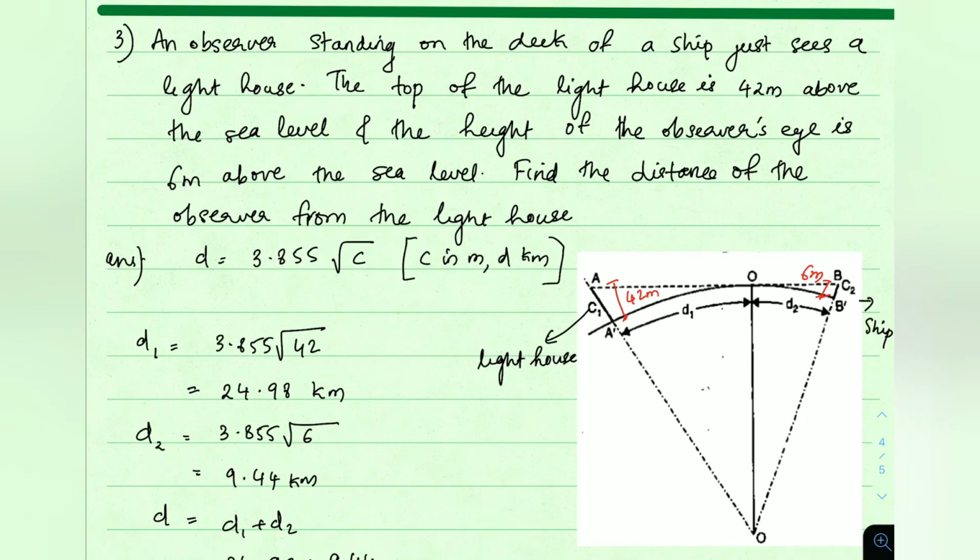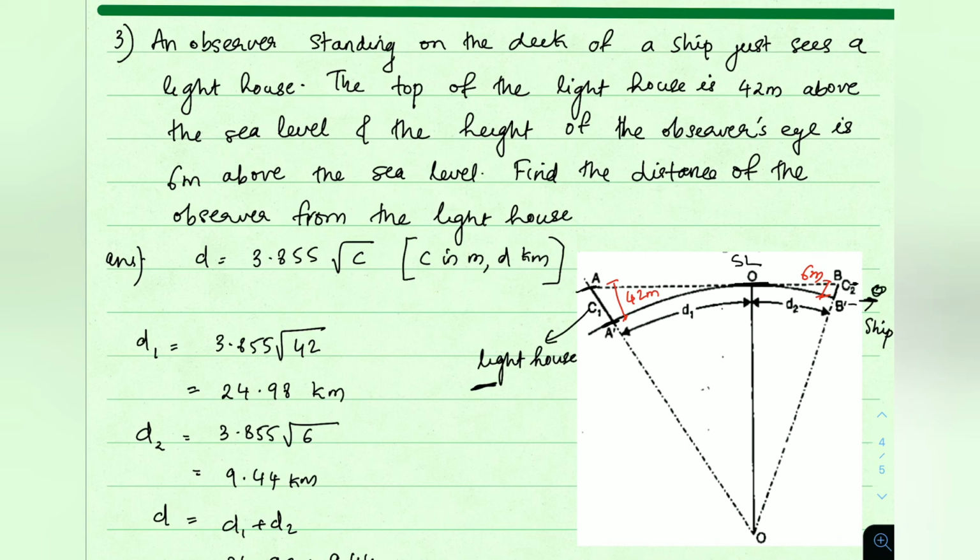Okay, an observer standing on the deck of a ship just sees a lighthouse. So our ship is here at this point, and it just sees a lighthouse. So the lighthouse is here. Okay, the top of the lighthouse is 42 meters above the sea level. Our sea level is here, and this lighthouse is 42 meters above the sea level. That is C1. And the height of the observer's eye is 6 meters above the sea level. So if the sea level is here, our observer's eye is 6 meters above the sea level. Find the distance of the observer from the lighthouse.